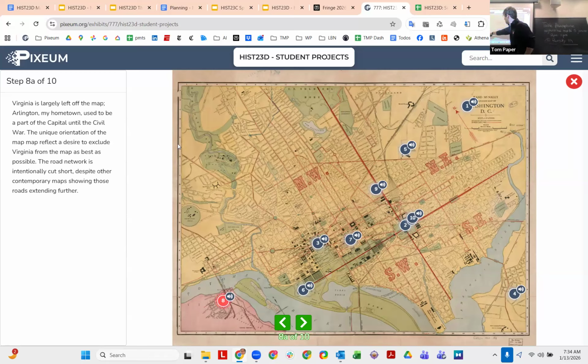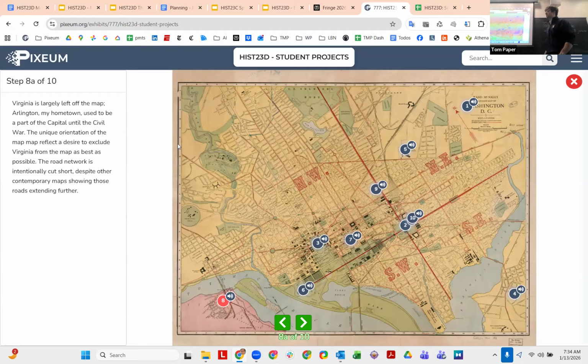And so yeah, Georgetown University, you see these black buildings there. This is all Georgetown. Why do you think they would want to change the orientation of the map? Great question. I don't know.